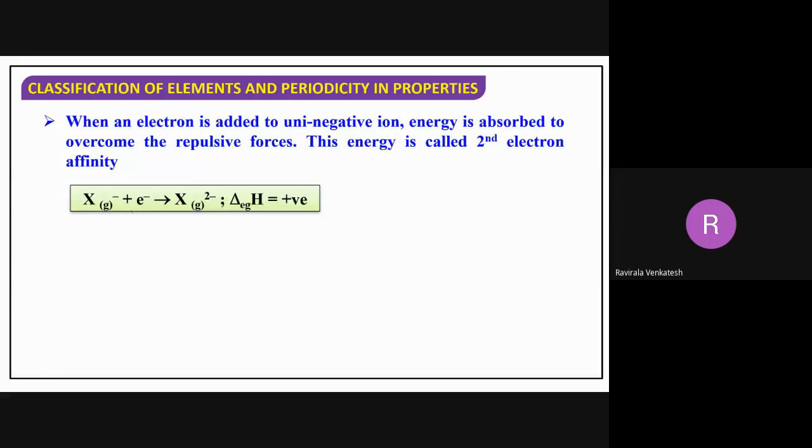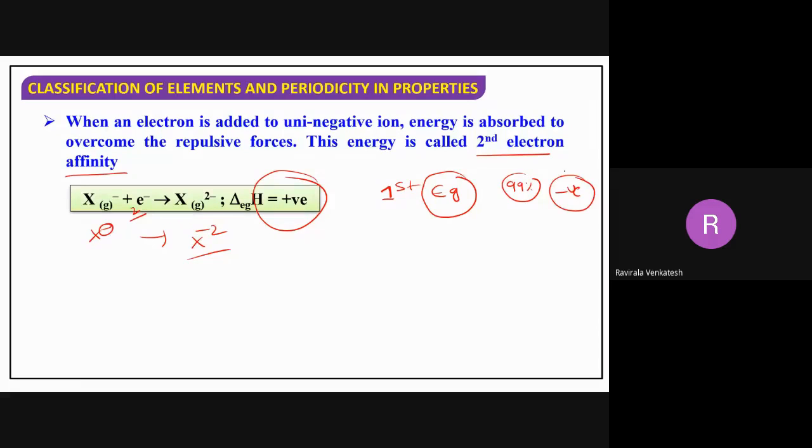Now, when you add a second electron, that is called second electron gain enthalpy or second electron affinity. X minus will convert into X minus 2. In this case, it is positive. That means first electron gain enthalpy is in most cases, 99%, negative, except some cases which I will explain later. But the second, third, fourth, whatever it may be, are always positive.